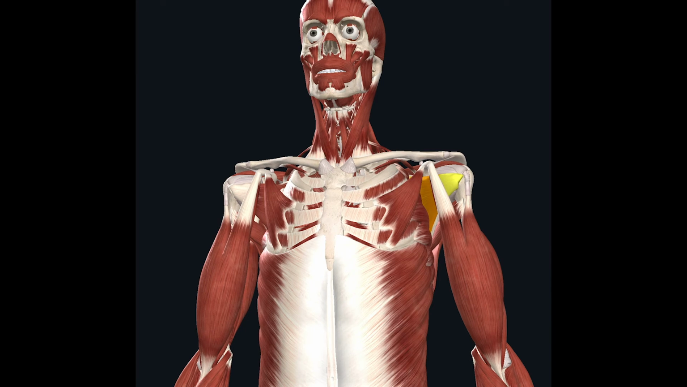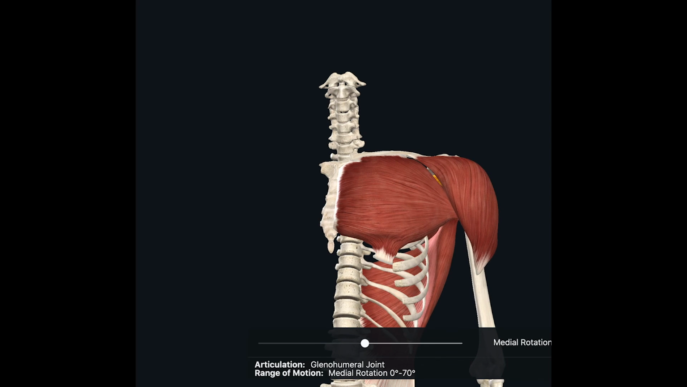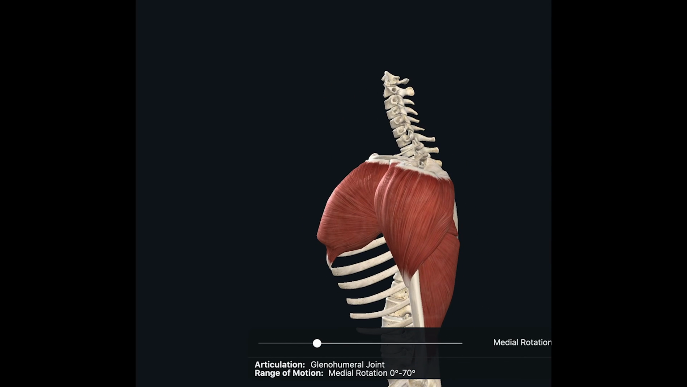Medial rotation of the arm is completed by quite a few muscles. And again, medial rotation is when the intertubercular sulcus or groove rotates inward. So the first of those muscles is highlighted here, and that is the Subscapularis. And the motion looks like this. So we already looked at the lateral rotation, but this is medial rotation.